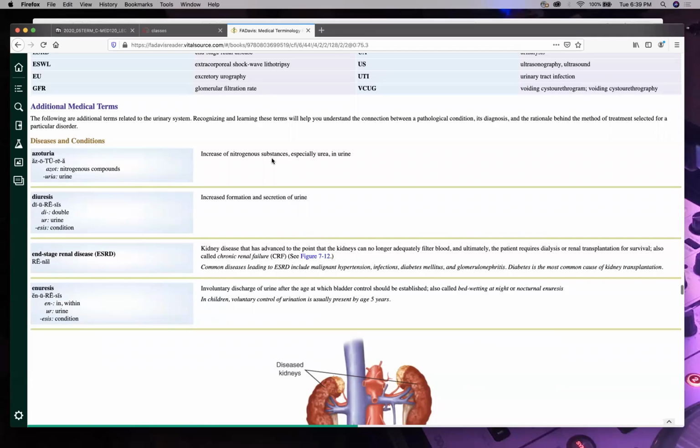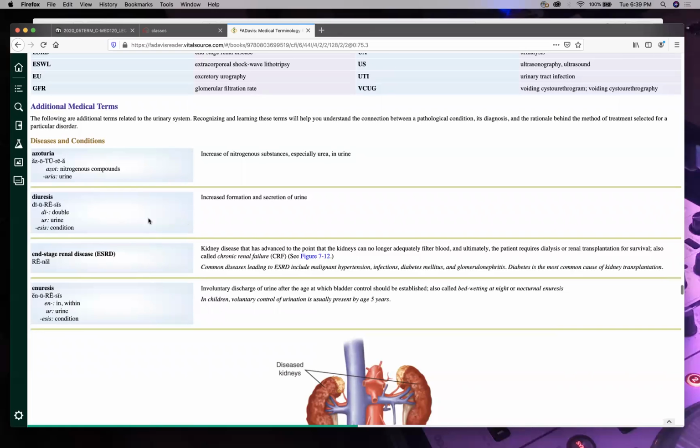Azoturia, increase of nitrogenous substance, especially in your urine. That's not good, because you're only supposed to have so much nitrogen or so much ammonia in your urine. Remember, your body is always about balance. Too much is never good. Too little is never good. So too little nitrogenous waste in your urine, that's not a good sign. Too much nitrogenous waste in your urine, which is azoturia, that's also not a good sign of kidney function.